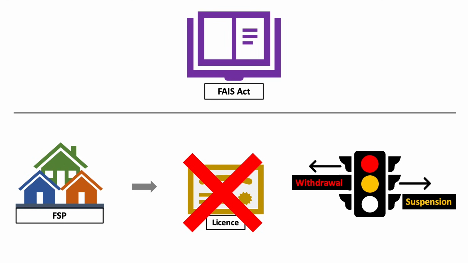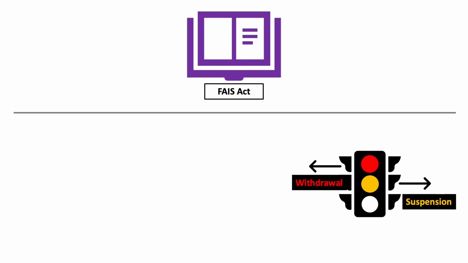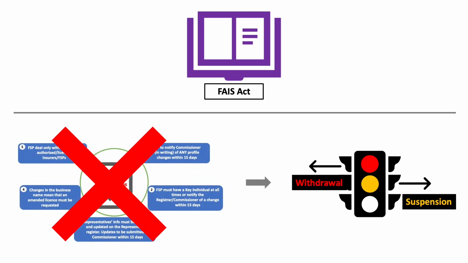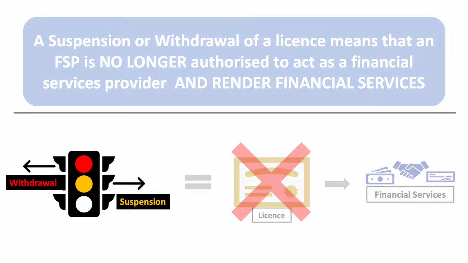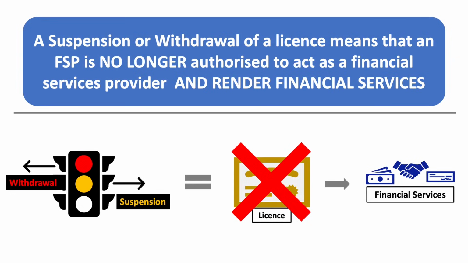These two regulatory actions can be taken against an FSP for failing to comply with the FAIS Act and the conditions imposed on a license authorization. A suspension or withdrawal of a license carries serious implications. They both mean that an FSP is no longer authorized to render financial services, even if it's for a period of time.